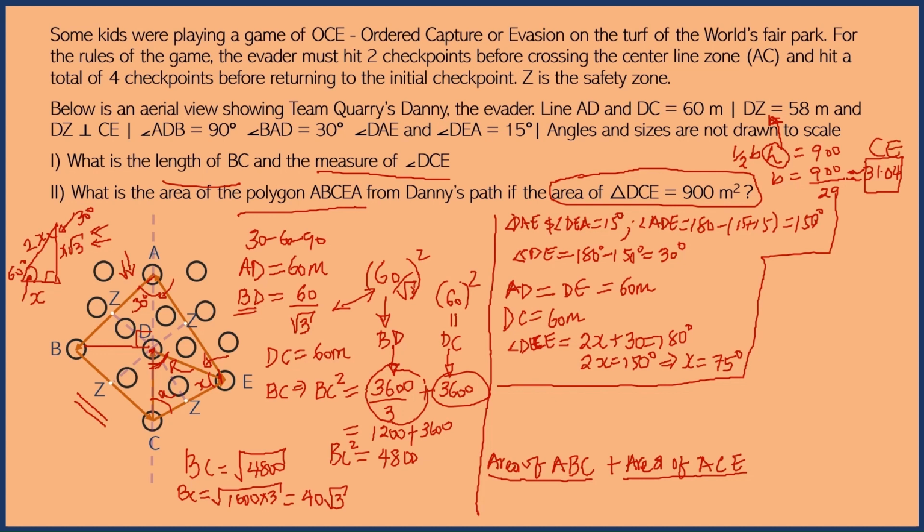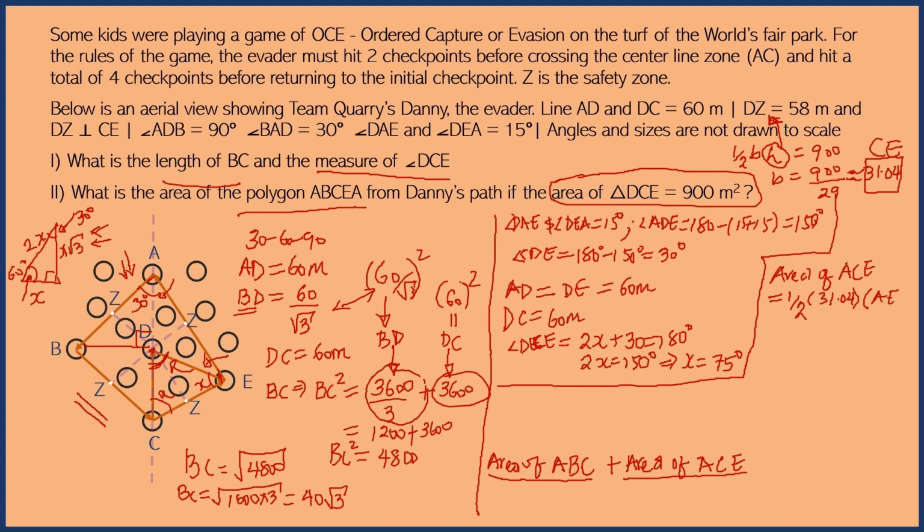Okay, so now we have length CE, and now we can try to figure out what the area of ACE is. So let's do that down here. So now the area of ACE is going to be equal to what? Half base, which is 31.04, times the height of the triangle.